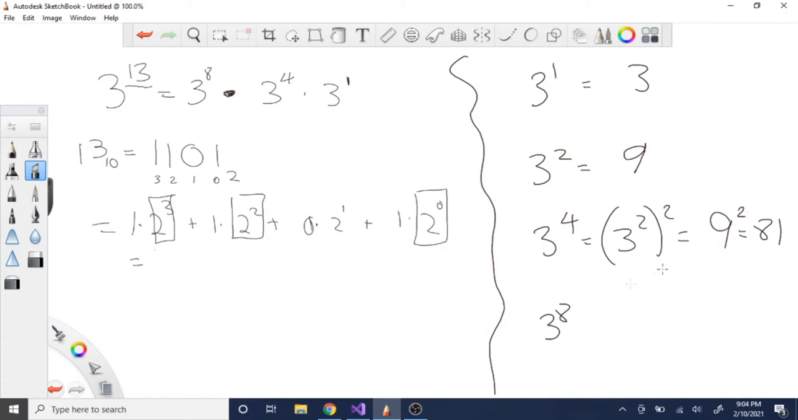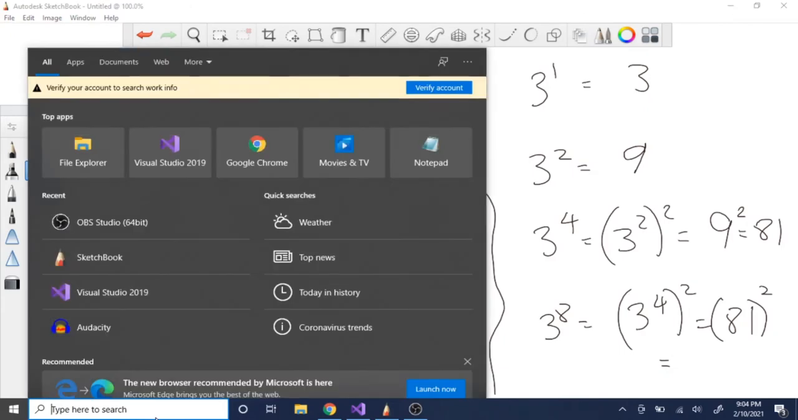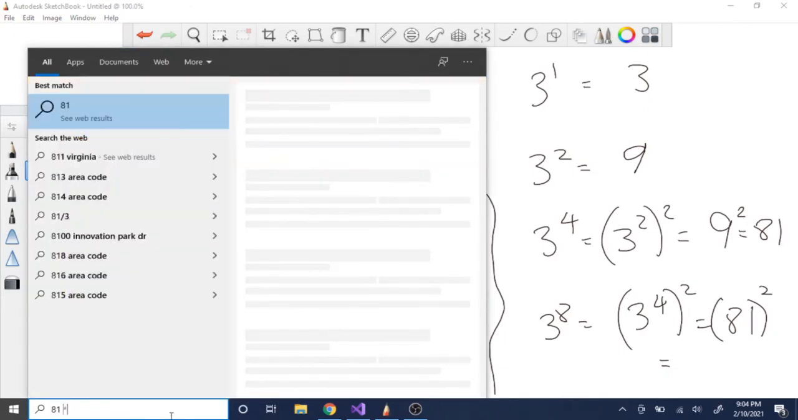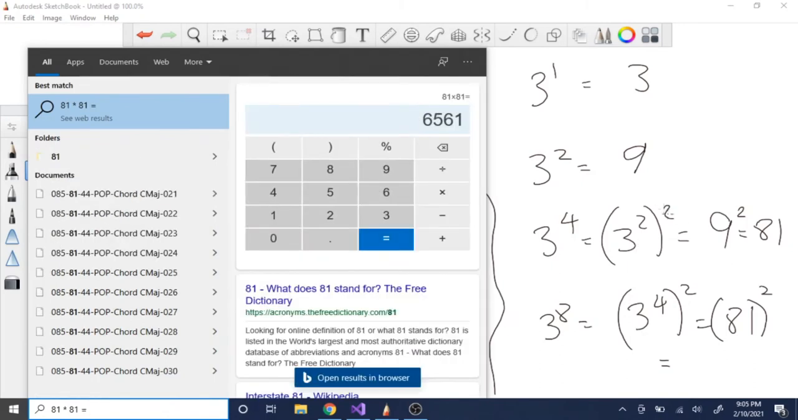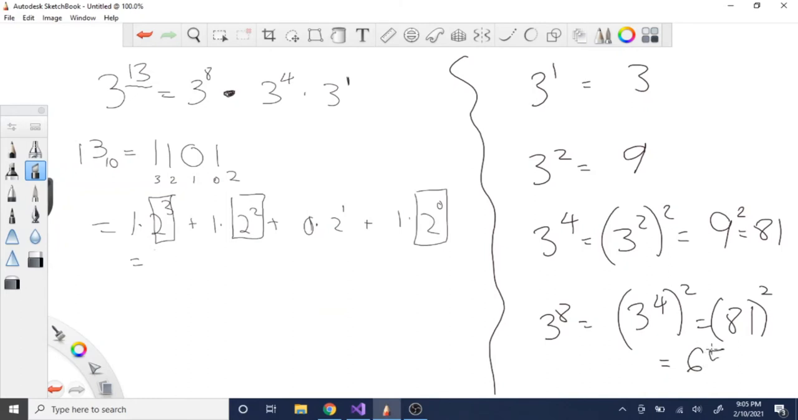Okay, so now that I have 81, how do I calculate 3 to the 8th? Well, 3 to the 8th is actually 3 to the 4th squared, right? Because we could just take this previous value and then square it, by the laws of exponents. So this is actually just equal to 81 squared, which I don't feel like calculating, so I'm just going to use my trusty calculator. What is 81 squared? 81 times 81. That's 6561.